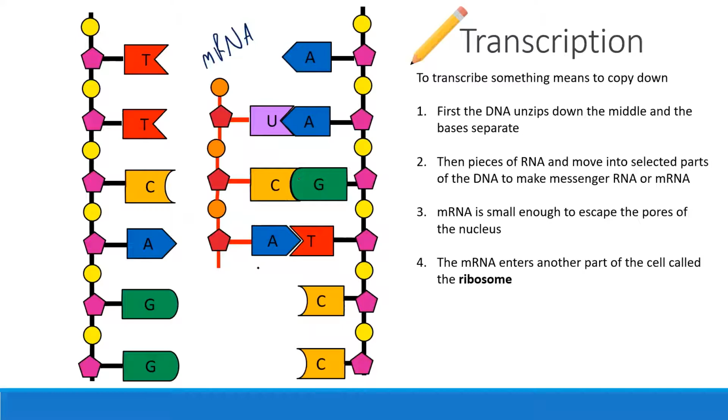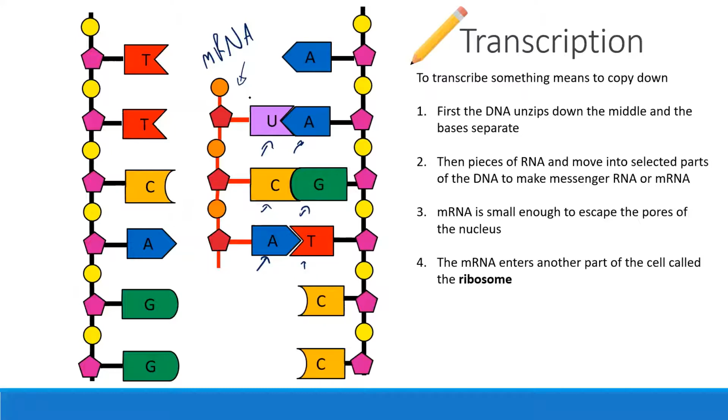Notice how there's an A bonding with a T, because that's what we know happens. We've got a C bonding with a G, because we know that happens. And we've got a U bonding with an A, because remember, we don't have T anymore. We have U now. This messenger RNA is very important.